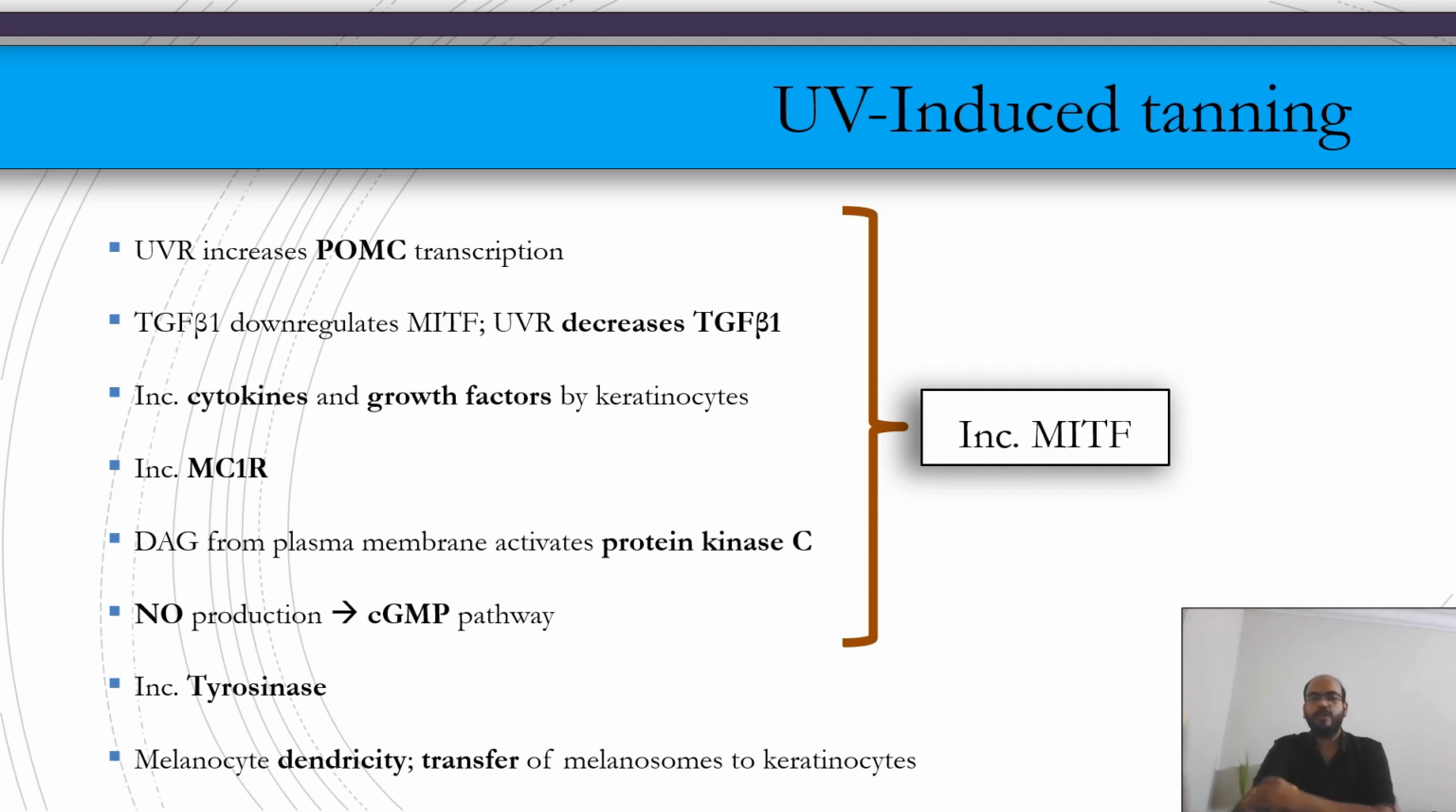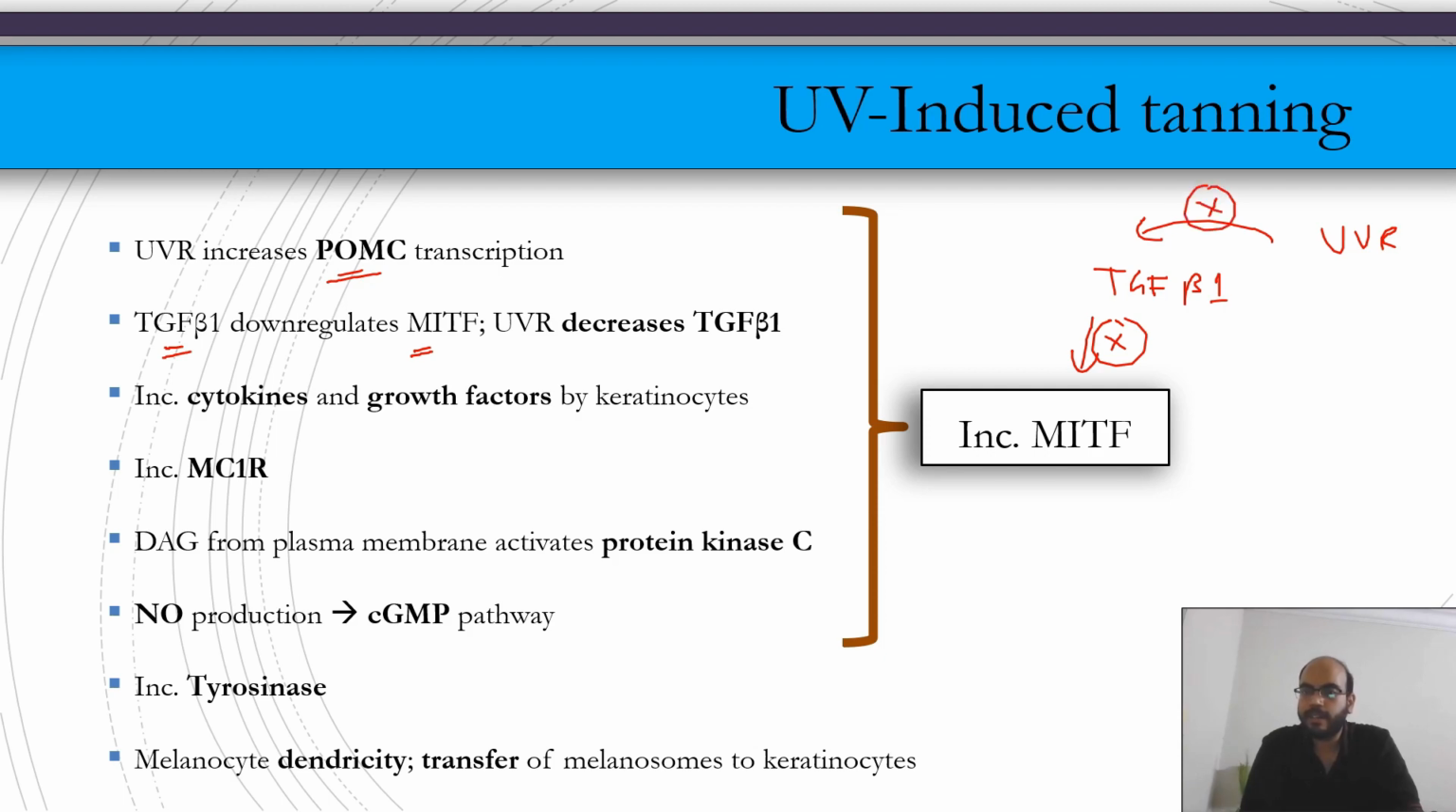Now, these are the points through which UV radiation increases tanning. So UV radiation increases POMC transcription. So more POMC, more alpha MSH. TGF beta decreases MITF, and UV radiation decreases TGF beta. So MITF is inhibited by transforming growth factor beta 1, and UV radiation decreases TGF beta. So eventually what is happening? It is increasing MITF. Negative, negative, no? The enemy of my enemy is my friend. Same thing, okay? So UVR increases POMC, UVR decreases TGF beta, which is the inhibitor of MITF.